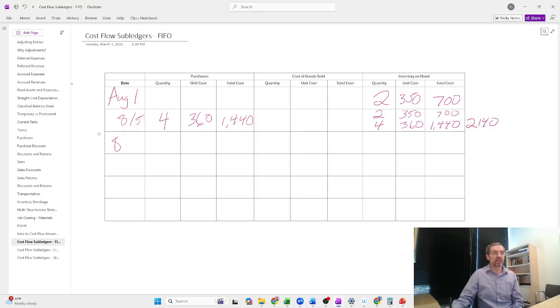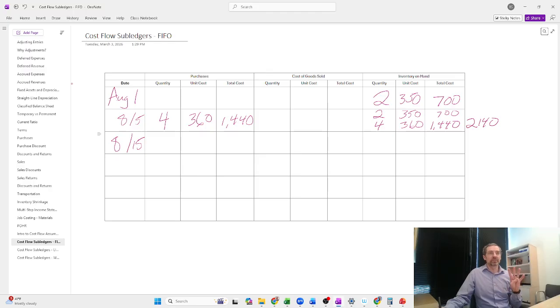All right, on the 15th, we make a sale. We sold 4. This table does not track what our customer paid. We have to get that from some other place, and that's not in this problem. All this table is trying to help us figure out is how much it cost us. What goes in that cost of goods sold journal entry? That first journal entry, what the customer paid, we don't know that from this table. You have to get that from somewhere else.